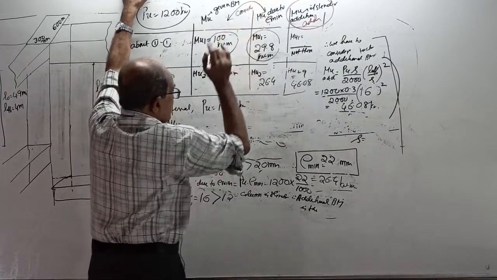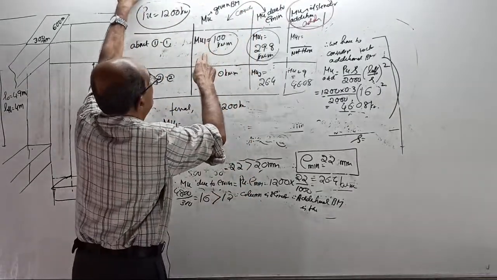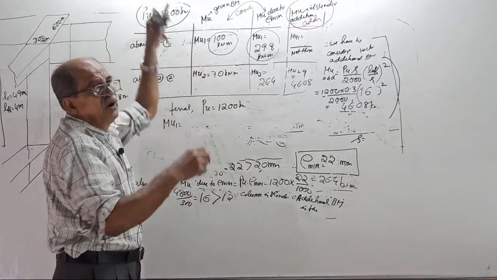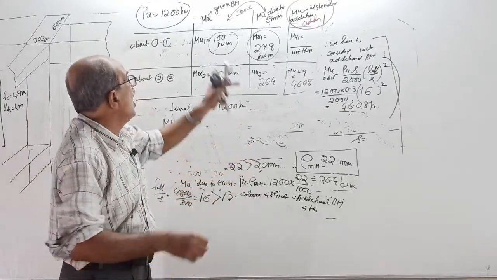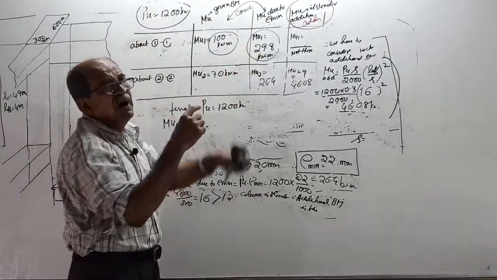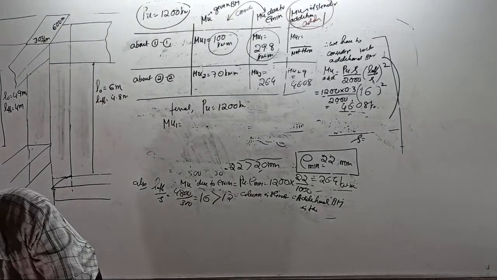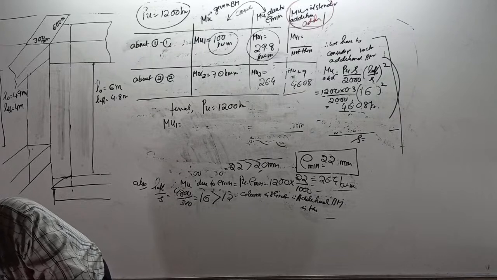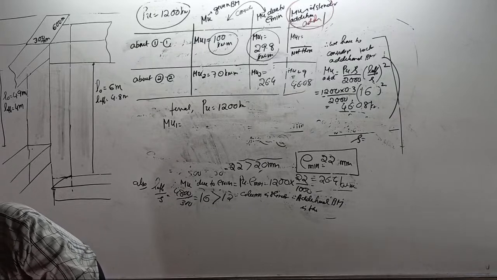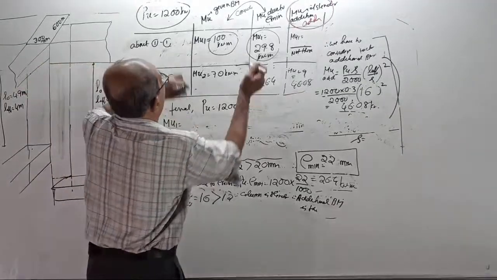See, final BM is always equal to either BM due to dead load, live load or earthquake load, whatever you get from the frame, or due to E minimum. Among those two, whichever is higher, consider the higher.